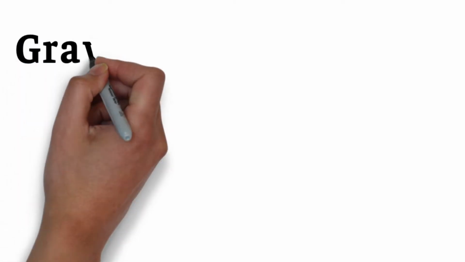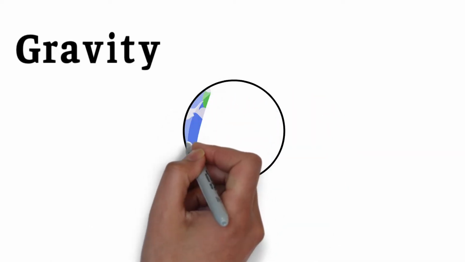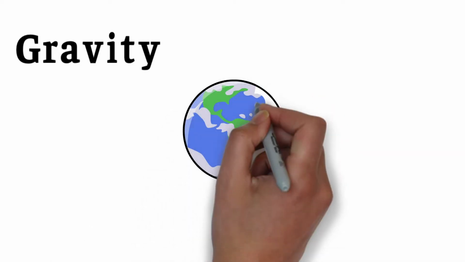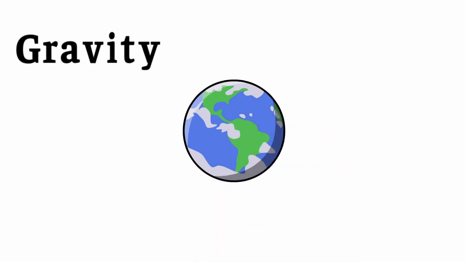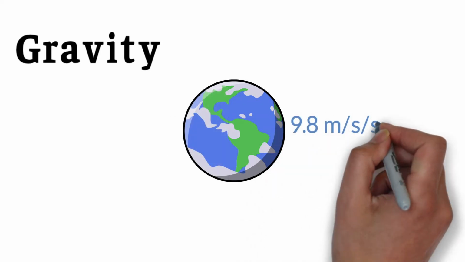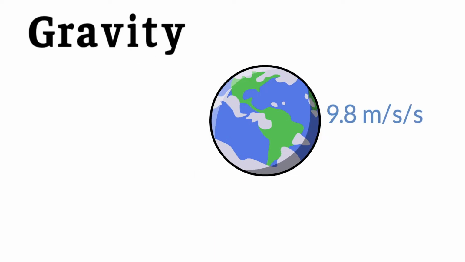So we talked about gravity. In particular, I want to talk about gravity here on Earth. All things have a gravitational pull, but I just want to stick with the characteristics of Earth's gravity for this discussion. Gravity causes acceleration towards the center of the Earth at 9.8 meters per second per second.